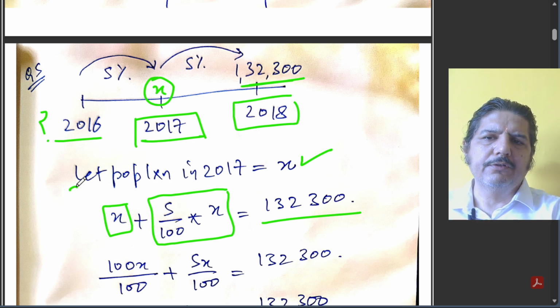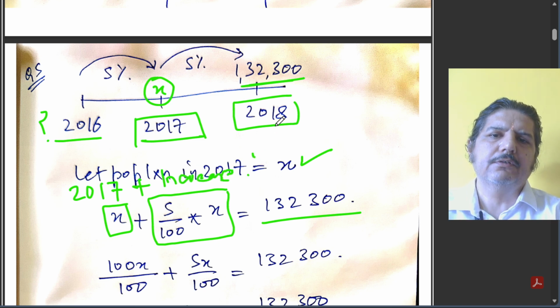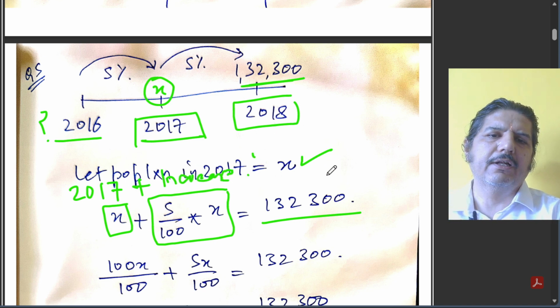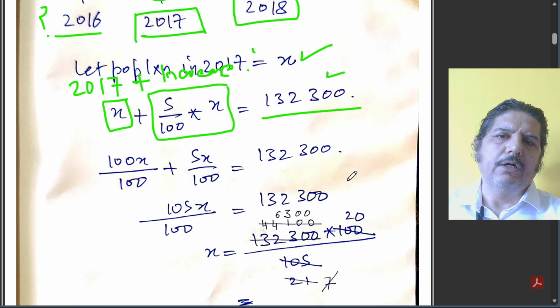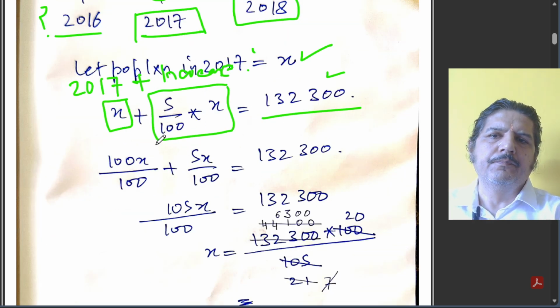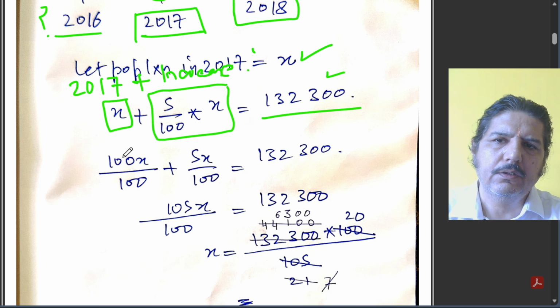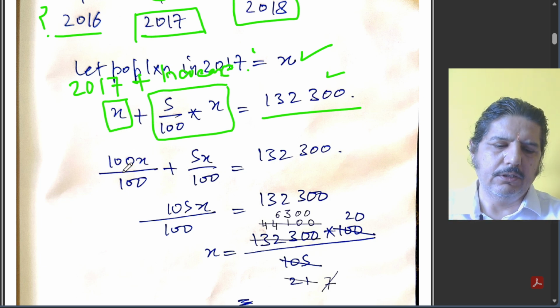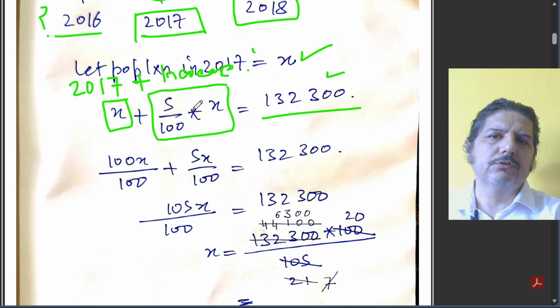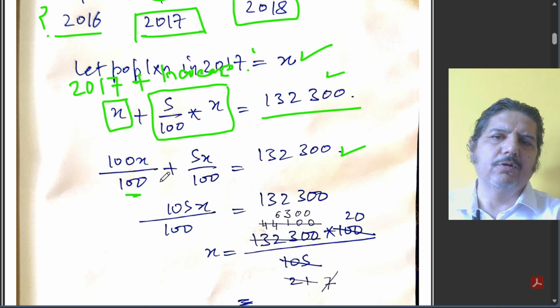See, this is the population in 2017 plus increase, and once I have increased, this becomes 1,32,300. Hope this is making sense. Now I have to add this. I have written this as 100x upon 100 plus 5x upon 100, and this is equal to 1,32,300. Why I have written it like this is because I want to make the denominator the same.